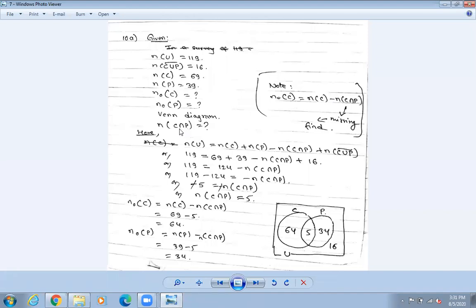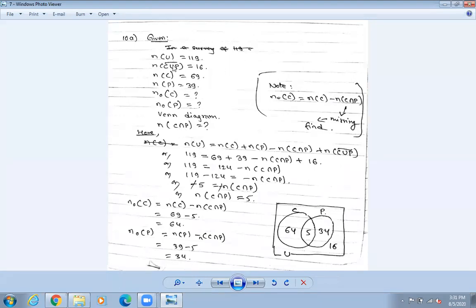In the question, a little twist has been given. We cannot find only C this way. It doesn't say find the intersection and then find only. It directly says find only C. That means to find only C, the intersection is needed, and we find the intersection this way.